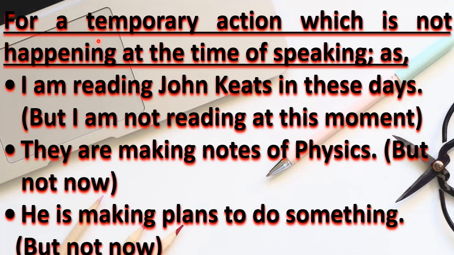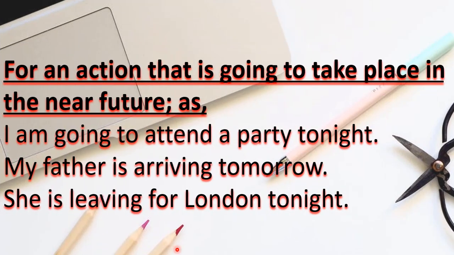We use present continuous or present progressive tense for a temporary action which is not happening at the time of speaking. For example, I am reading John Keats these days, but I am not reading at this moment. They are making notes of physics, but not now. He is making plans to do something, but not now.